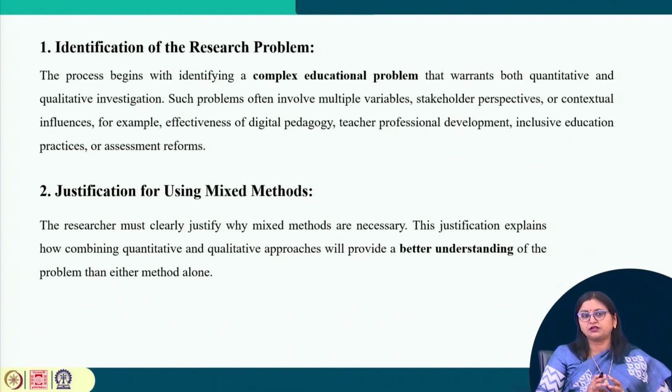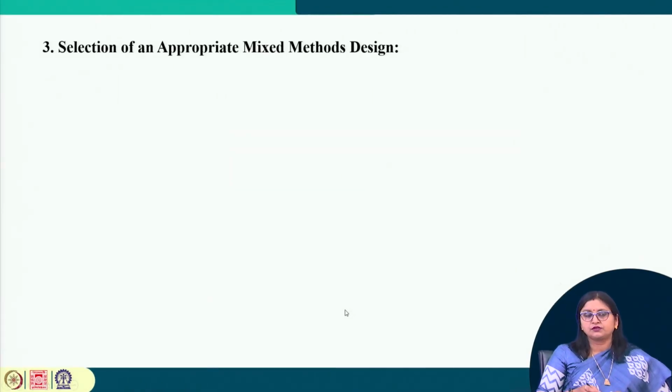The researcher must clearly justify why mixed methods research is necessary in their study. We call it the rationale of the study, and this justification explains how combining qualitative and quantitative approaches will provide a better understanding of the problem than either method alone. So, the third step is selection of an appropriate mixed method design.